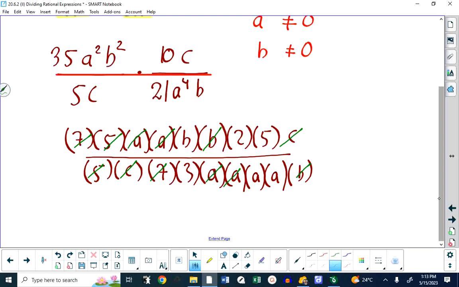What do I have left on the top? I have a B and a 2 and a 5. Do I have a B on the bottom? No. Do I have a 5 on the bottom? No. A 2 on the bottom? No. So I have 10B on the top over 3A squared. And by the way, if I did miss some things that could be canceled, I would notice it here, right? I would see like 6 on the bottom and go, oh, there was another 2. Any questions with A?